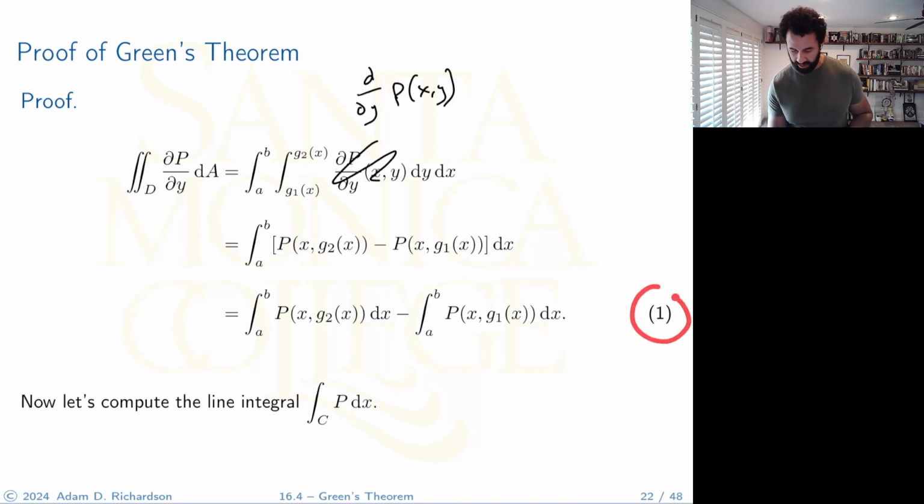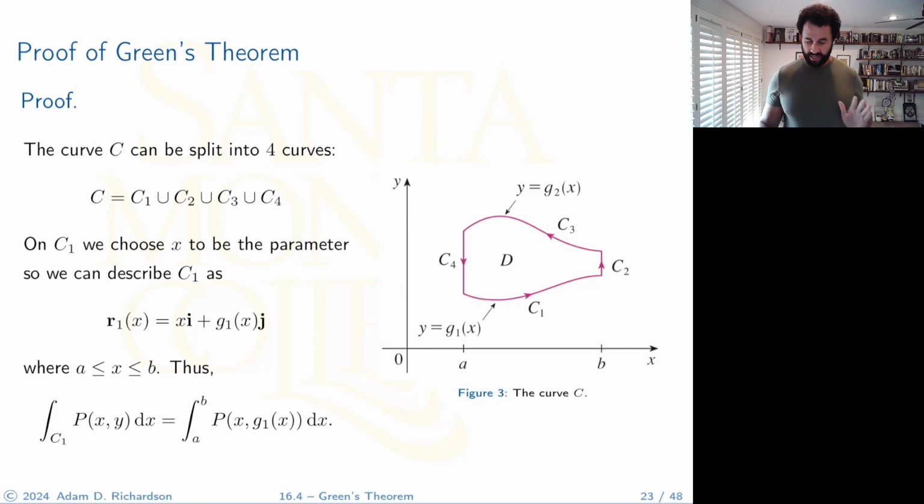We're going to hold on to this for a minute here. We'll come back and refer to this in a second. So how do we compute the line integral? Well, because this is a simple region, we can decompose this curve C into four separate curves and write it as a union of the four separate curves.